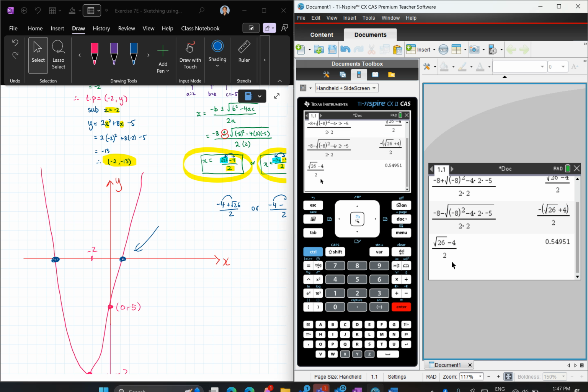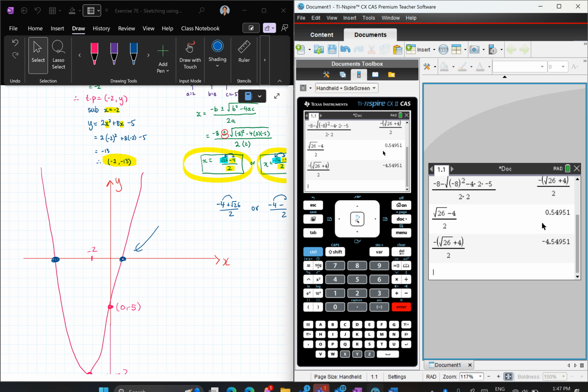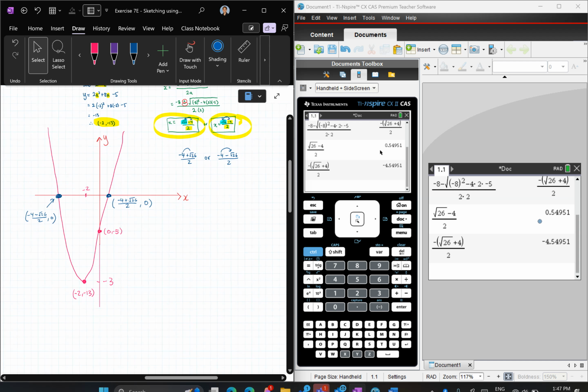Press Control Enter. So if you press Control and Enter, you get the decimal version. And then if you went up here and press Control Enter again, you can see that obviously the negative version was going to be a negative answer. And then the positive version of root 26 is going to give you a positive x answer. So I know straight away, that means this one has to be negative 4 plus root 26 all over 2. And that's when y is 0. And then obviously this coordinate over here will have to be negative 4 minus root 26 all over 2. And x is 0. And there you go.